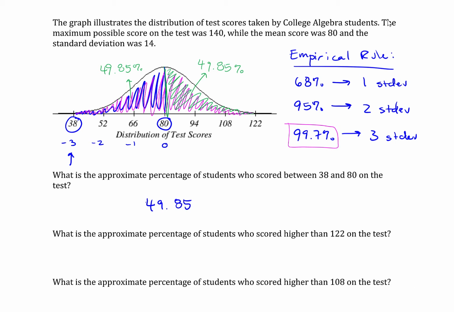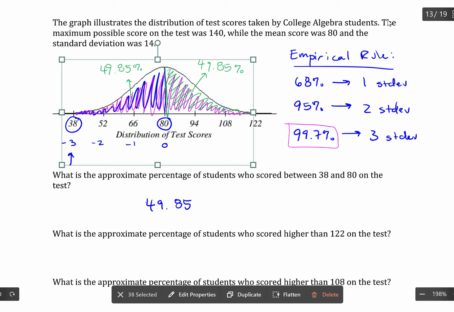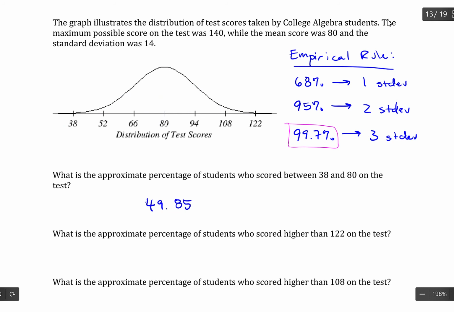What is the approximate percentage of students who scored higher than 122 on the test? All right, let me get rid of all my markings here so we can start anew. Higher than 122. Okay, so here's 122, and we want students that are outside of that range. Now notice, so here's my mean of 0, so this is 1, 2, 3 standard deviations above the mean. So again, I think we're interested in this 99.7 to help us out.